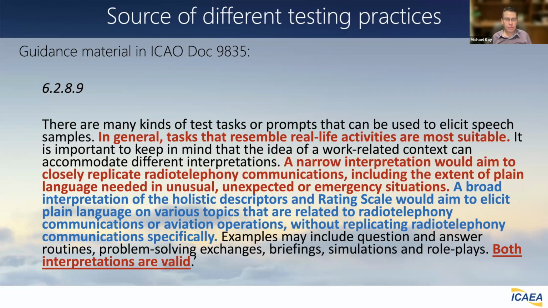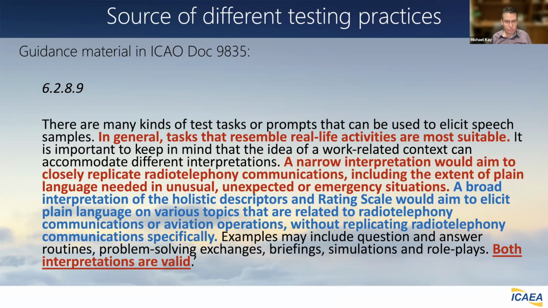Now, have a look at this text here. I'm not going to read it out, but the main point in 9835 is it suggests there's two interpretations that we can apply in language testing. One is that tests need to replicate the radio telephony communications context in some form in their test. And the other interpretation is, well, that's not necessarily the case. You can try to assess language outside that context and make some assumptions that those skills will transfer in a radio telephony communication context. And this, I think, is the main source in terms of test design where such big variations have occurred. And you'll see that last statement says both interpretations are valid.